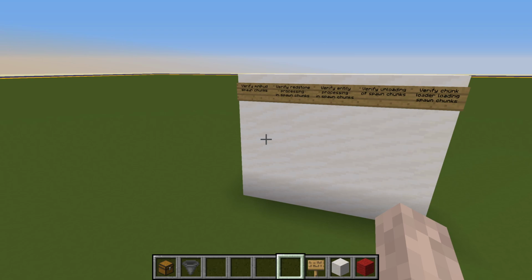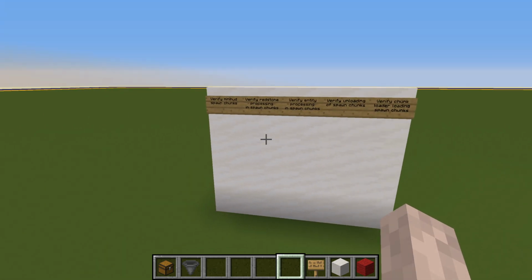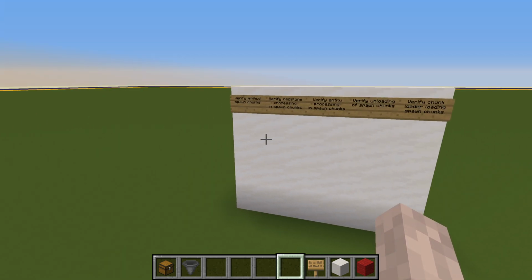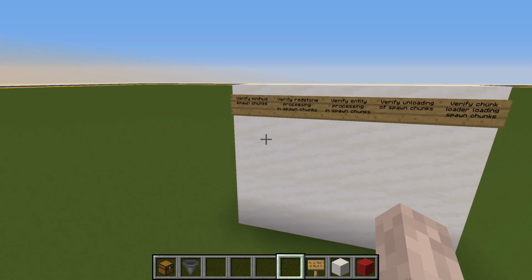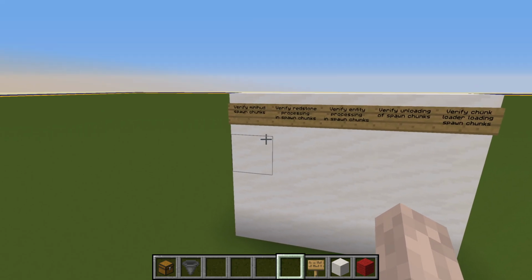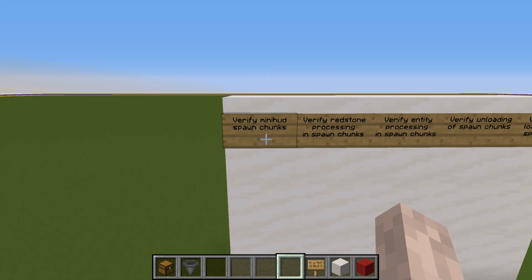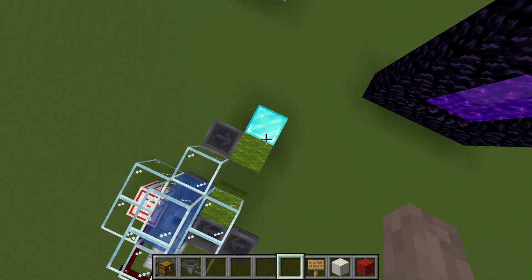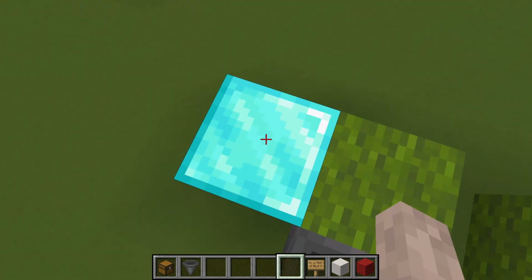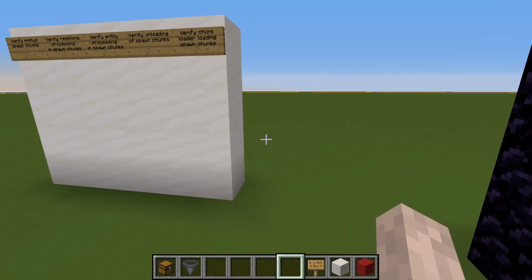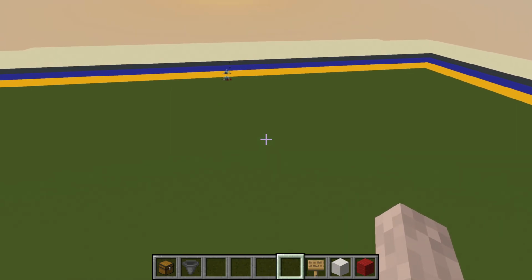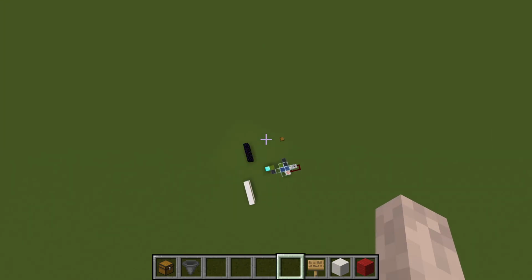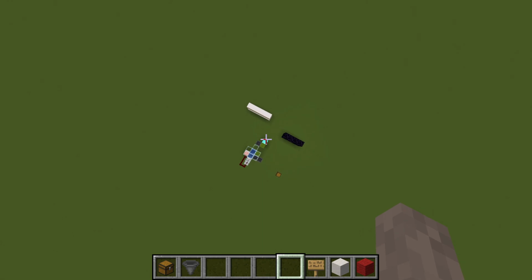So there are various different things that people say don't work or are different, or that I just think need to be verified. The first one is that MiniHUD doesn't render the spawn chunks correctly. The world spawn is on this diamond block in this creative world. And I have carefully drawn squares where I think the spawn chunks should be, according to the wiki.